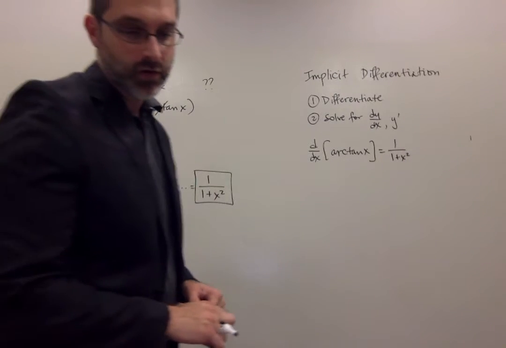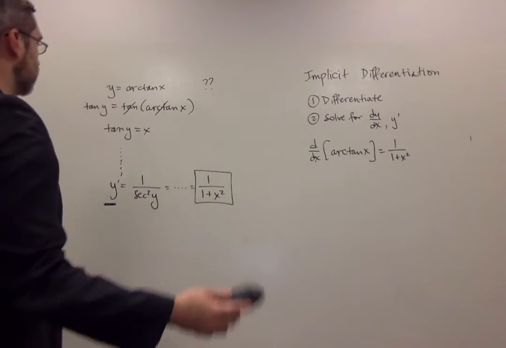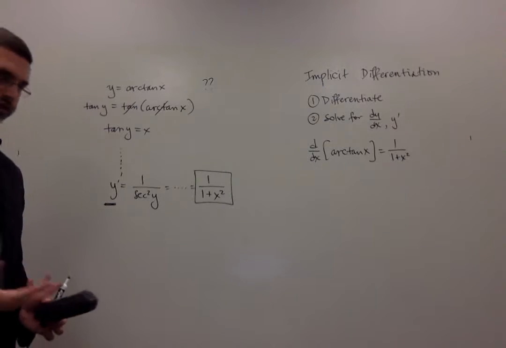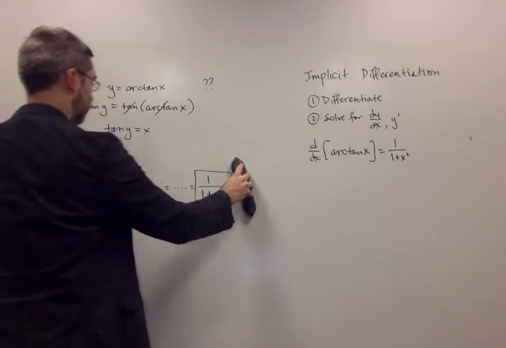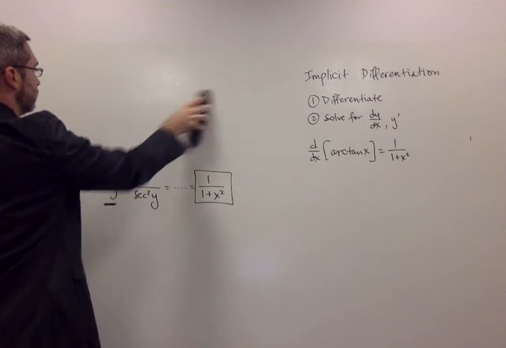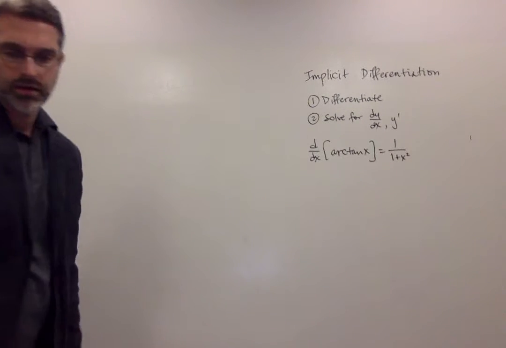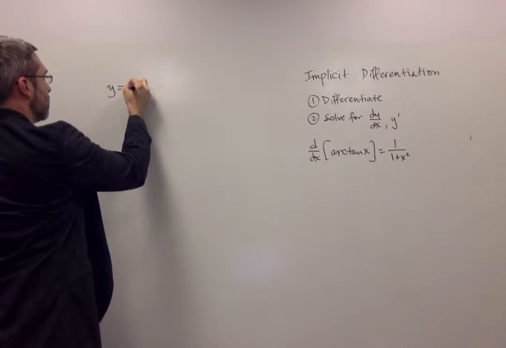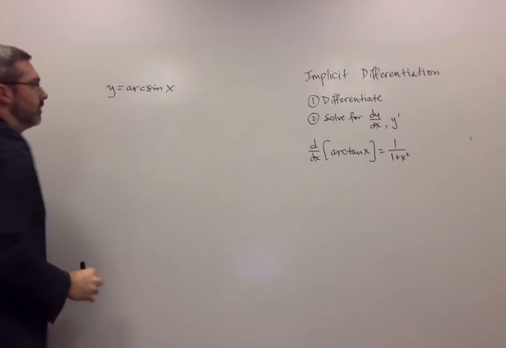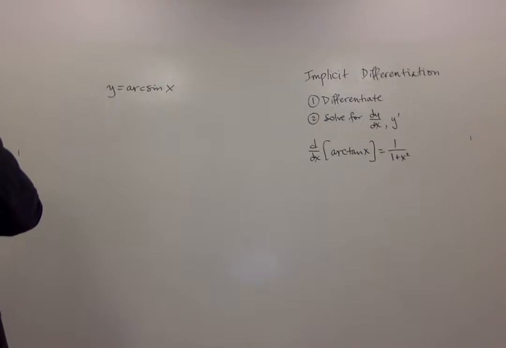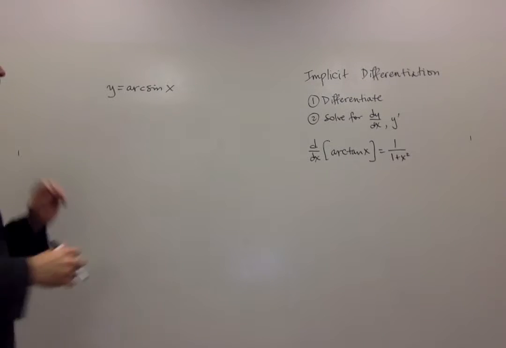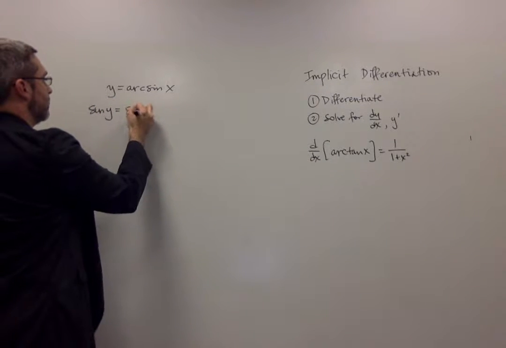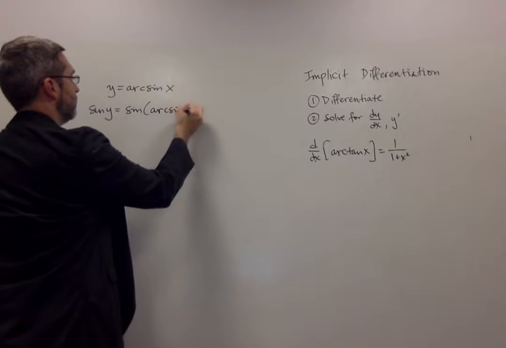All right, so let's do the same concept, but we're going to do it with arcsine instead of arctangent. Okay, so let me erase this here. All right, so I'm going to take the function arcsine, which I don't know how to differentiate. That's complicated. We've never done that before. And so I'm going to try to simplify this equation by taking the sine of both sides.